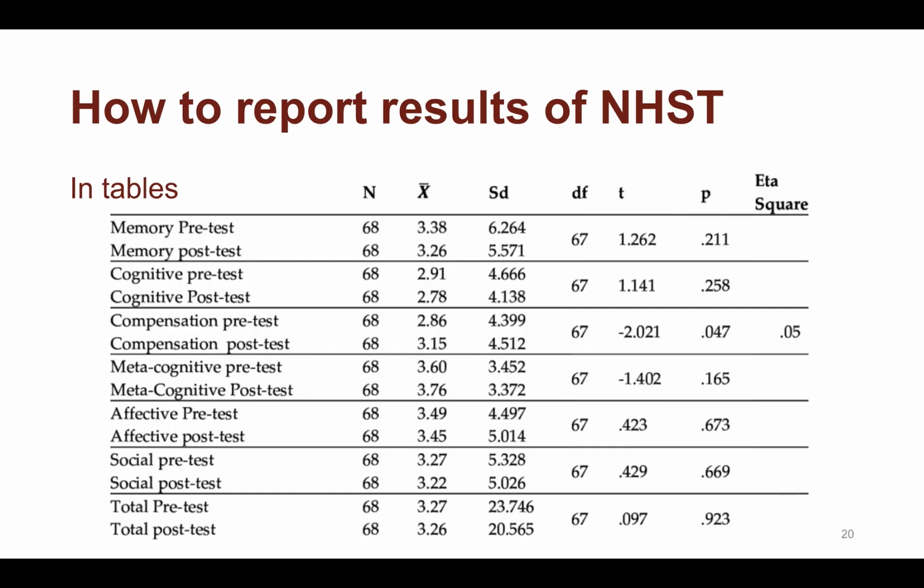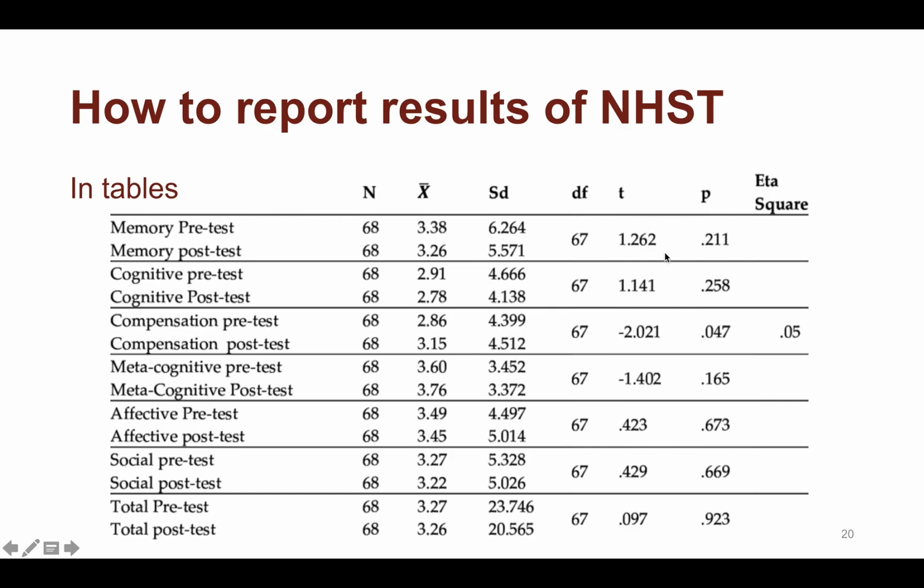In a table, if you're doing pre and post test comparisons for different variables, you might just report the descriptive statistics, so means, standard deviations, sample sizes, and things like that. Then towards the right-hand side, what we see here is the t-statistic for the different t-tests being done.